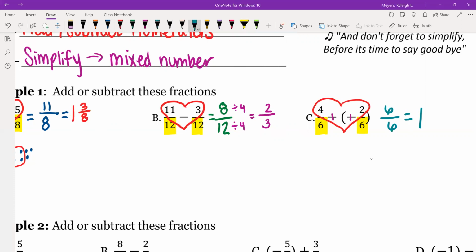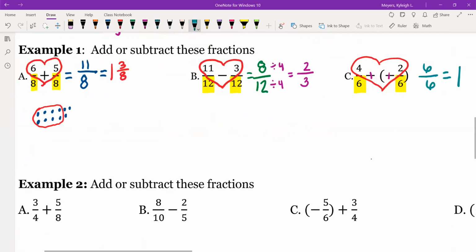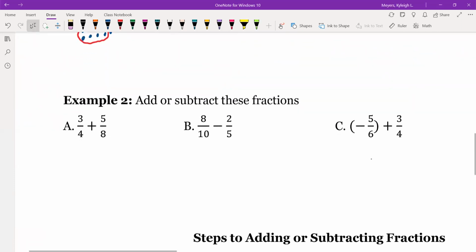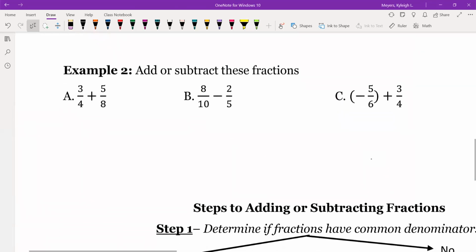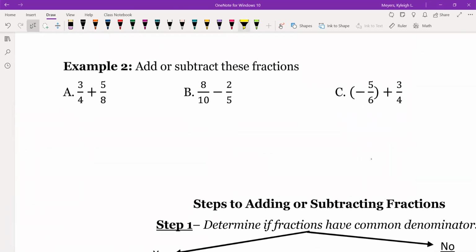Okay, so that was just adding and subtracting with common denominators. Now we're going to do some without common denominators. These are going to get a little tricky because we have to find common denominators first. As I said, looking down here, they aren't common denominators. So we have to think of what's a number that we can turn both 8 and 4 into.